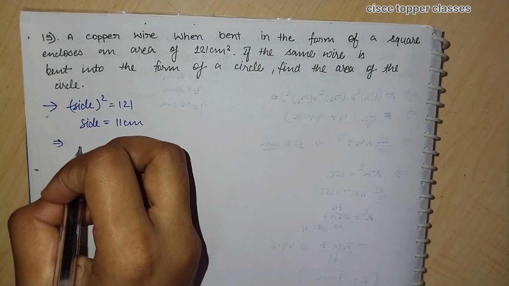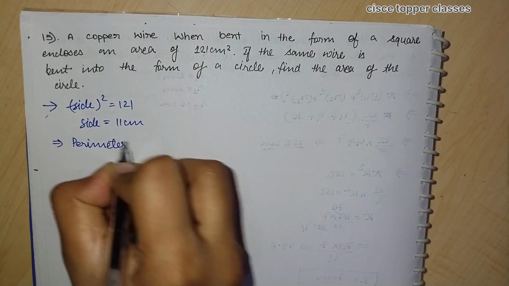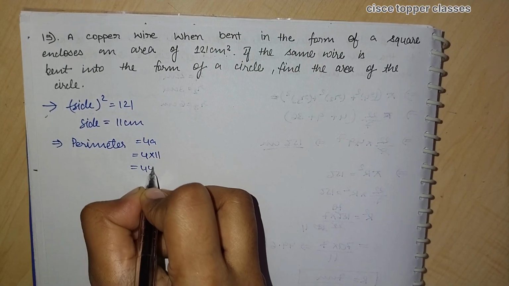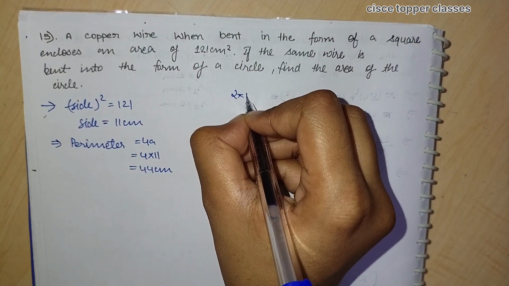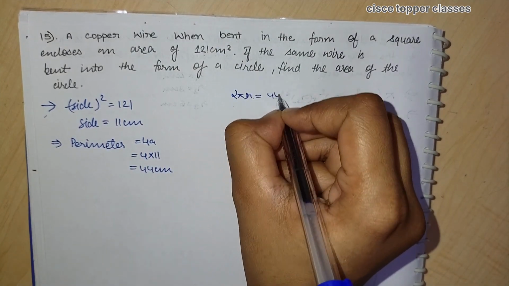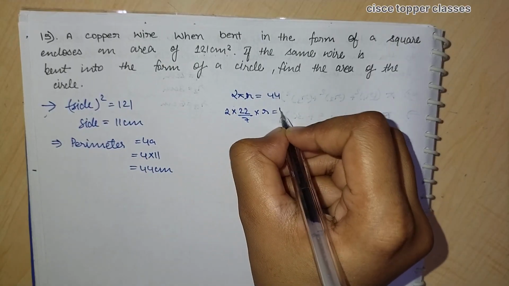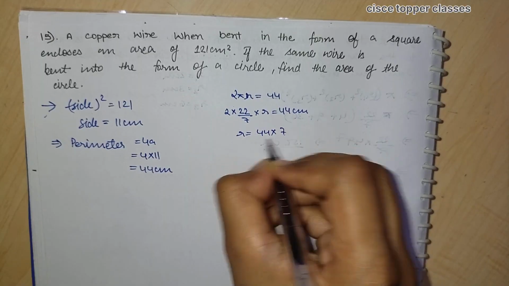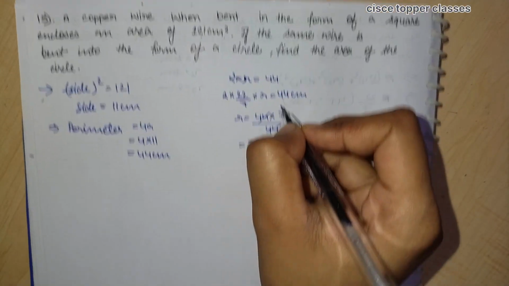From that we can write perimeter will be 4 into a. So perimeter is 4a, means 4 into 11 as 44 centimeter is the perimeter, means circumference will be 2 pi r. Radius is equal to 44 centimeters. So 2 into 22 by 7 into r equal to 44 centimeter. So from that radius will be 44 into 7 divided by 44. This will be cancelled out and radius will be 7 centimeter.